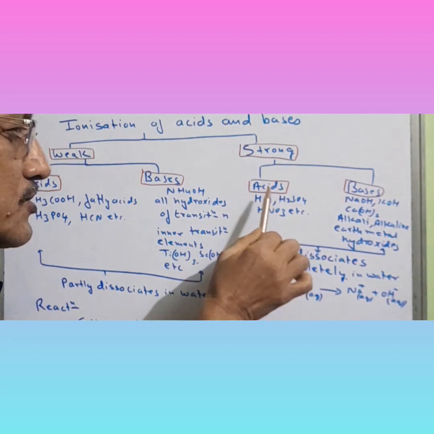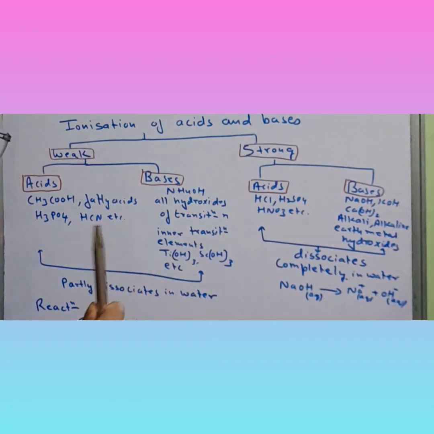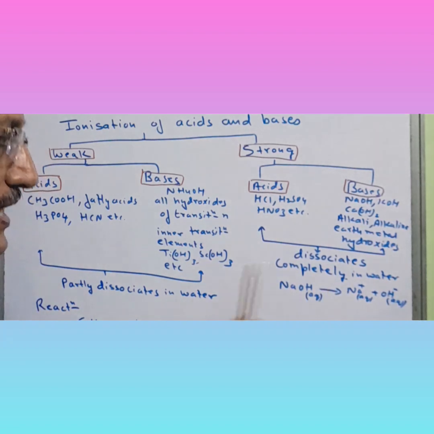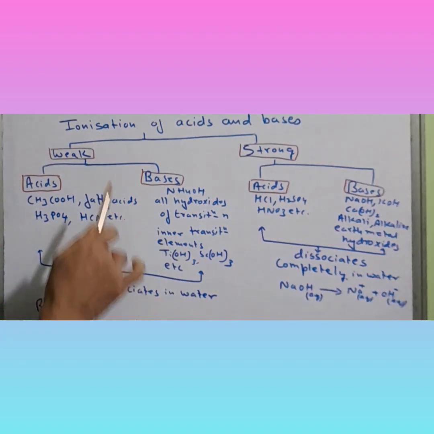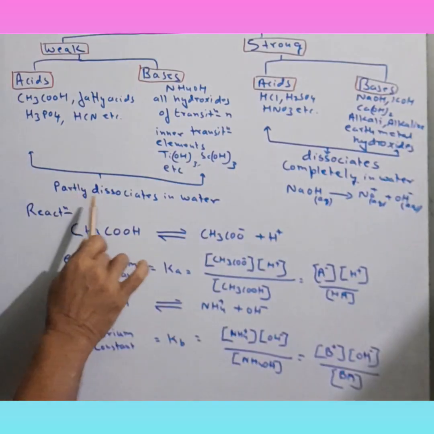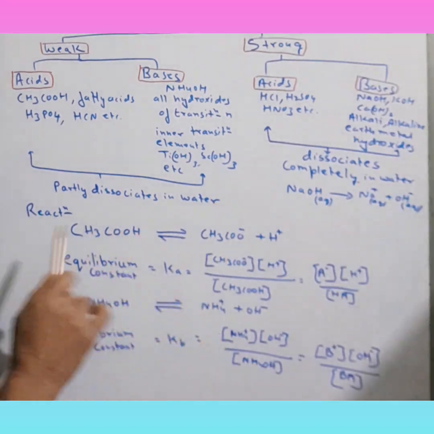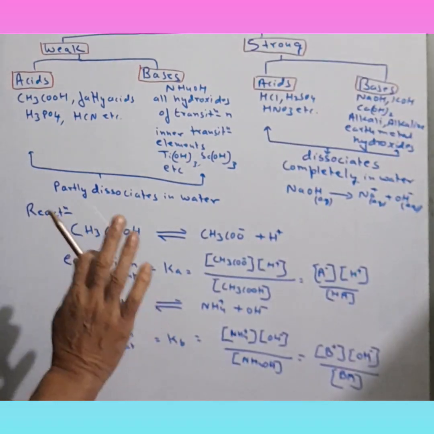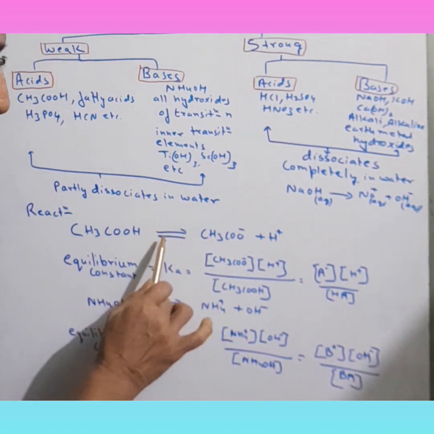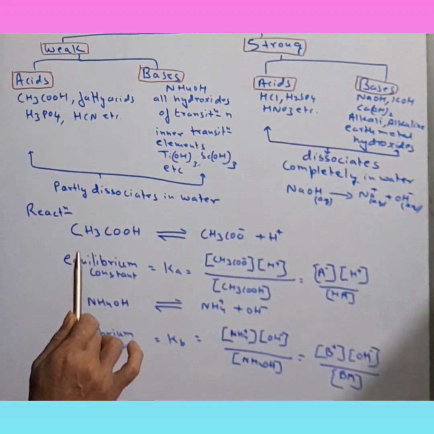Now what's the difference? As soon as you put strong acids or strong bases in an aqueous medium, in water, they dissociate completely. We write it like this, with a single arrow. Whereas when you put weak acids or bases in water, they partly dissociate, and this is how we represent it. For example, acetic acid, a weak acid, partly dissociates. We represent it with forward and backward arrows, dissociating to give you this.